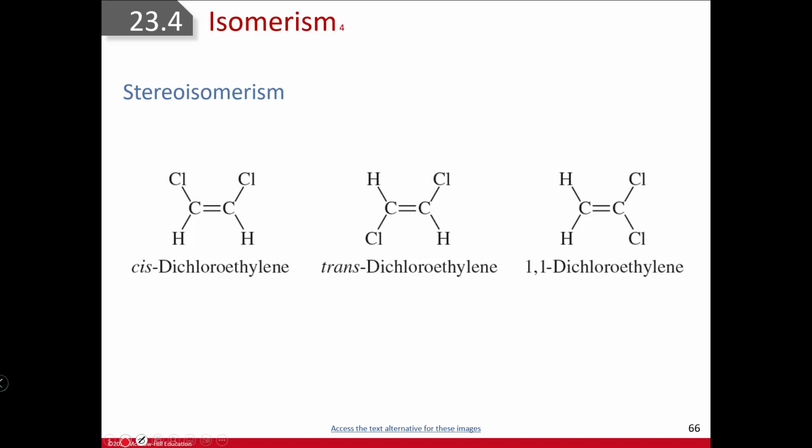When the chlorines are beside each other, like this, we call it cis, all right? When the chlorines are across from each other, we call it, like transatlantic, trans, all right? And then when they both are on the same side, we just call it 1,1-dichloroethylene. And again, why is it called ethylene?